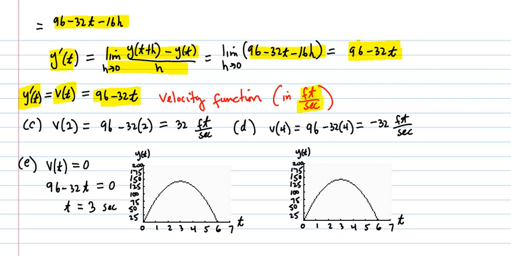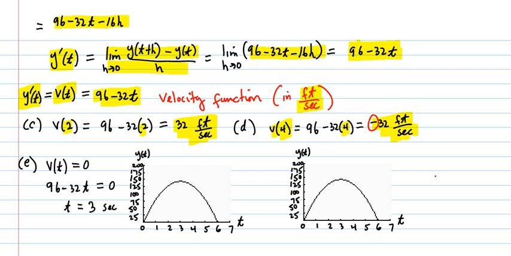So part C deals with what is the instantaneous velocity at time 2 seconds. So we plug the 2 in, and it comes out to be 32 feet per second. And then they also said at 4 seconds, the velocity at 4 seconds, plug in the 4, and you get negative 32 feet per second. So it said what's going on with the negative then? So this negative sign right here.